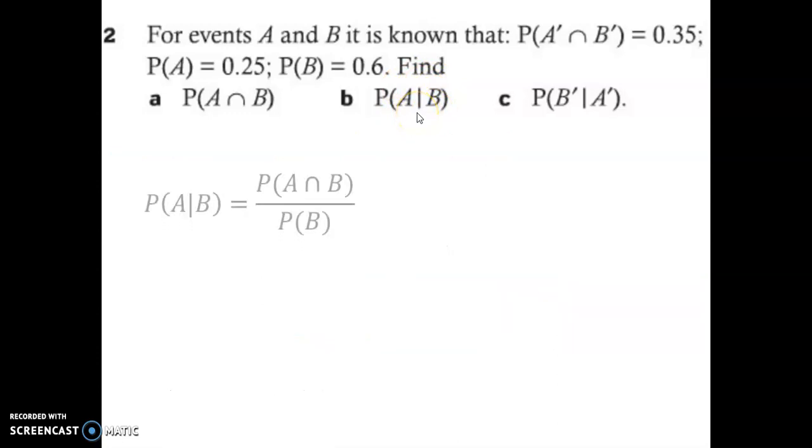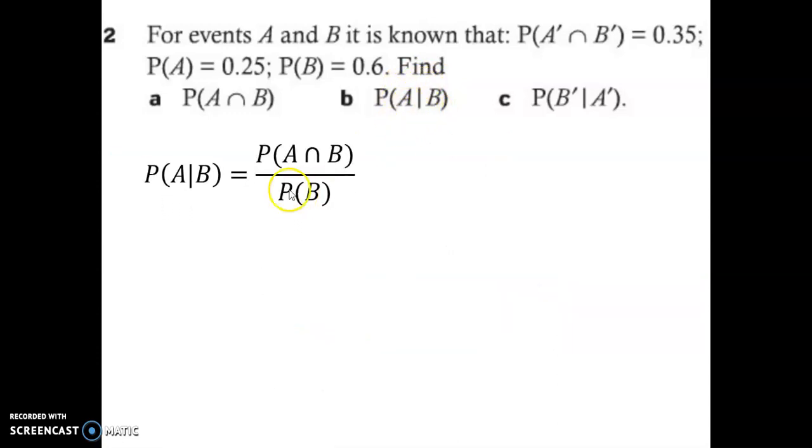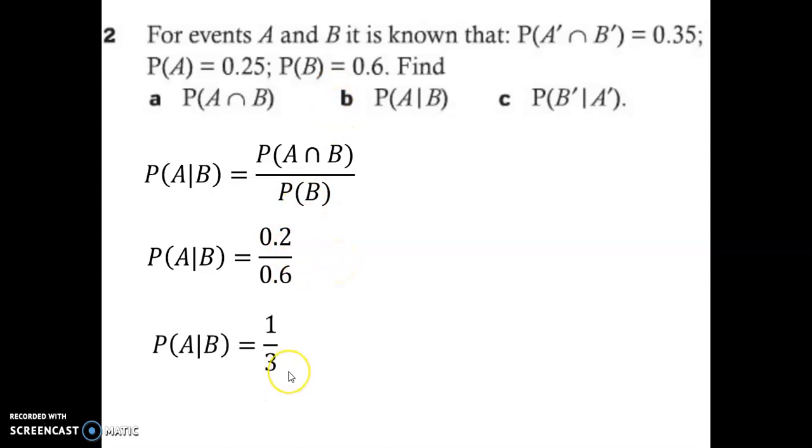So let's look at B. In B, we need the conditional probability, so we're going to write that formula that I showed you on the first slide. To find the conditional probability of A given that B has occurred, we do the intersection and then divide by the probability of B. So A intersection B, we already found in A, which was 0.2. Probability of B we have here. We just divide those, and that's 1/3.